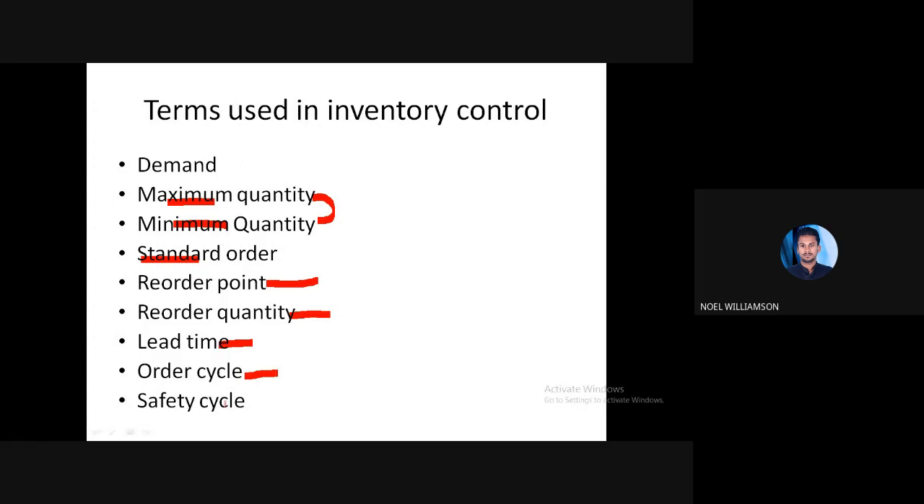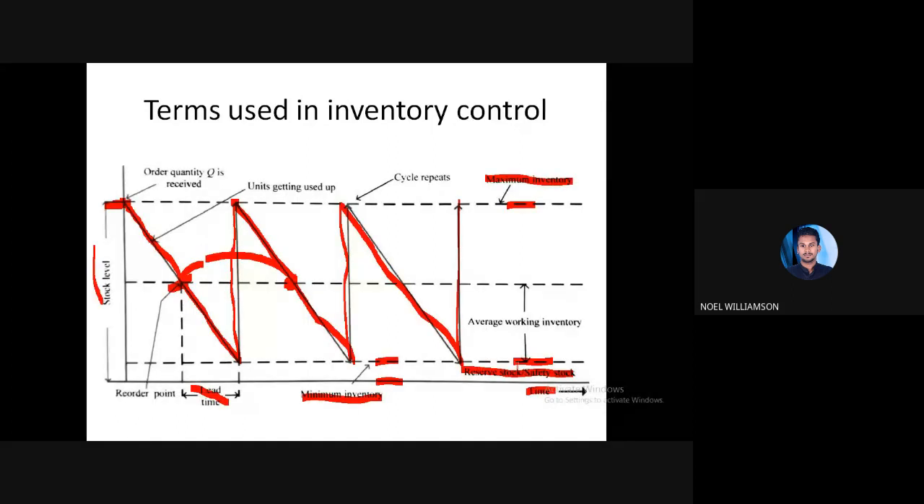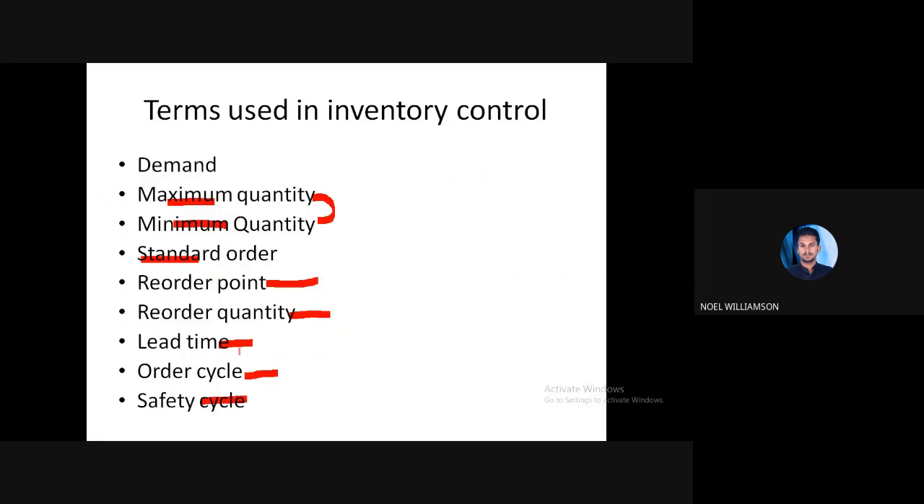Next is the safety stock. Safety stock we have already seen. This is the reserved stock, this particular amount, because before going to zero we are placing the order, so there should be a minimum value, which is also called the minimum inventory level. So these are the basic terms involved in inventory control. This is mainly about our module.